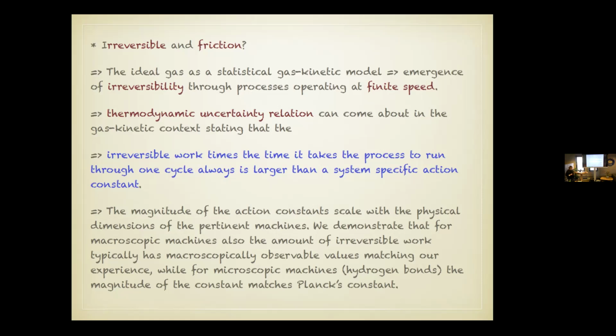And this action constant, it's a little bit like in quantum mechanics, where you also have delta T times delta E is larger than h Planck. In this case, our h is not h Planck, it's also an action from the dimension, but the particular value of this constant depends on the physical dimensions of the system and is proportional to the number of particles involved and the physical extension. We will come to that later.